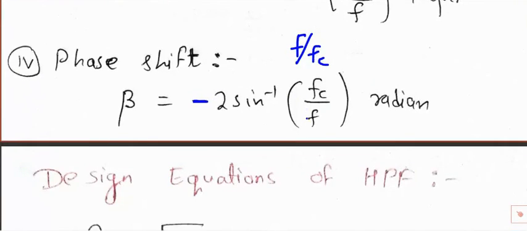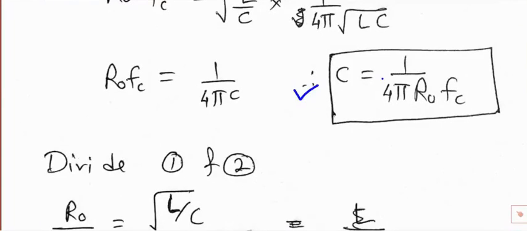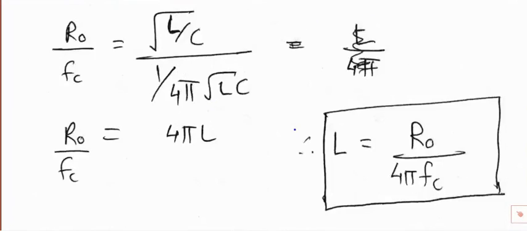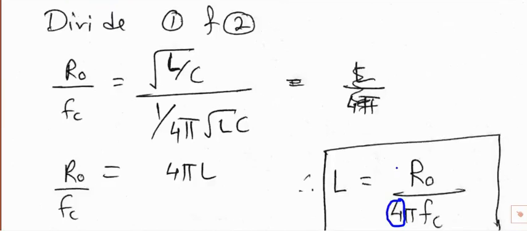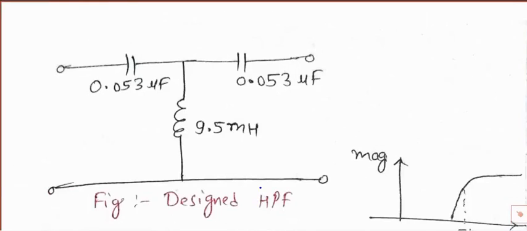Then the design equations: for C the formula is 1 upon 4 pi R0 fc, and for L it is R0 upon 4 pi fc. So a factor of 4 is coming. If you do the comparative study of low pass and high pass, here the factor of 4 is coming in the denominator. So this is all about theory.